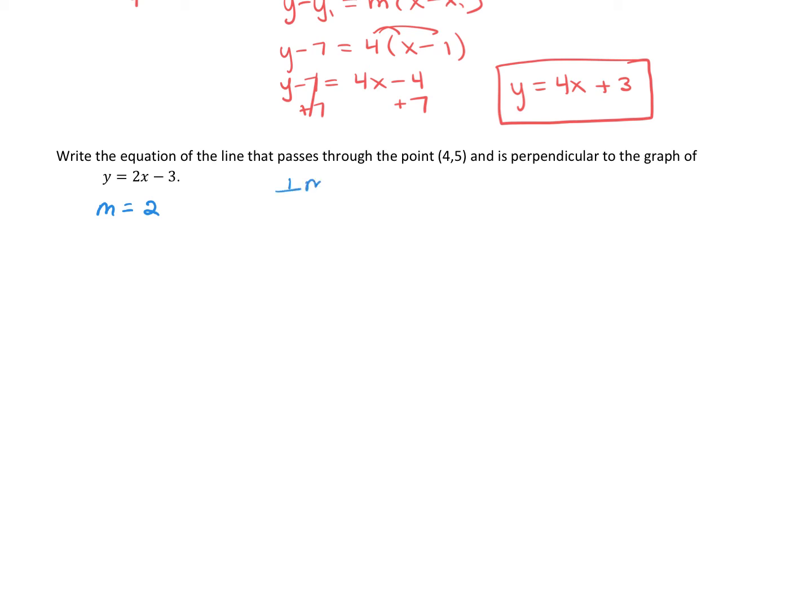We want the perpendicular slope, so we want the opposite reciprocal. Flip that and change the sign. If it helps, put it over 1 so we see it as a fraction. So we flip that, that's our reciprocal, 1/2, and then make it negative 1/2. The point we are going to use is (4, 5).